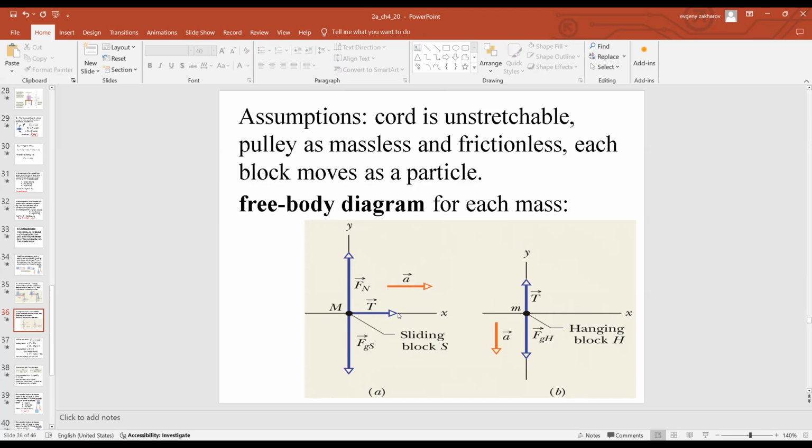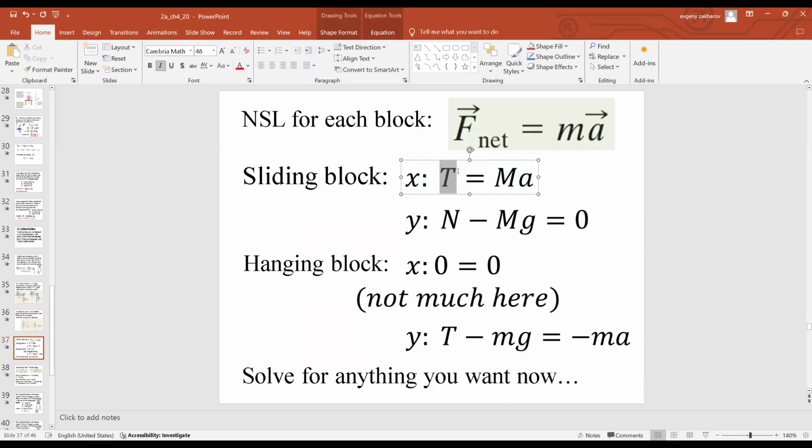The rule says it's 0. Every time a vector is perpendicular to a certain axis, its component on that axis is 0. F sub n onto x is just 0. What do you say for gravity? Gravity is perpendicular onto the x-axis, and every time a vector is perpendicular, its component is 0. So the only force acting on the x-axis is the tension.